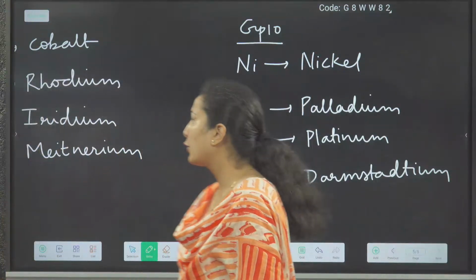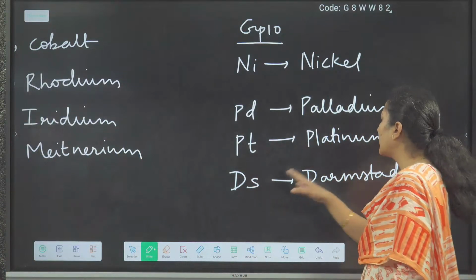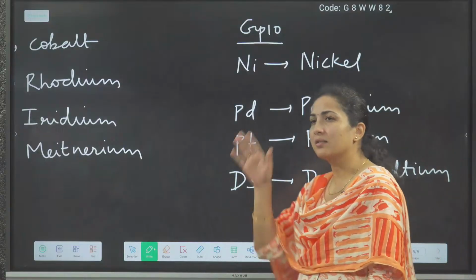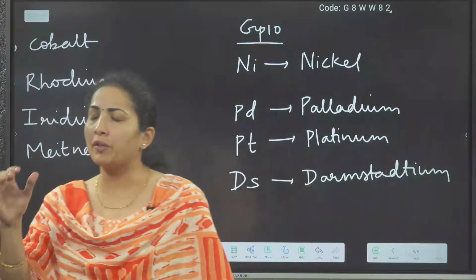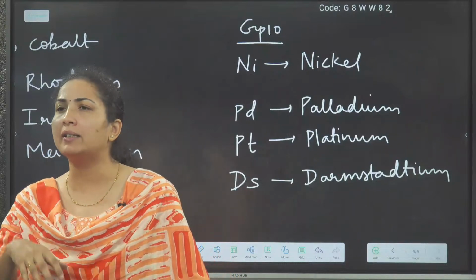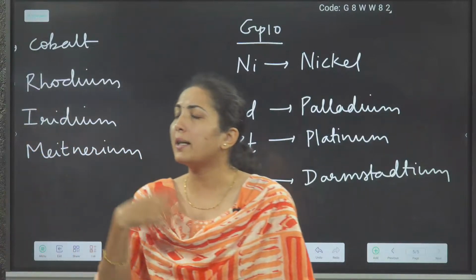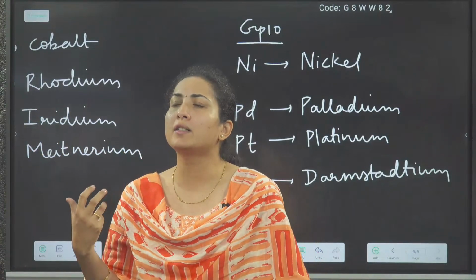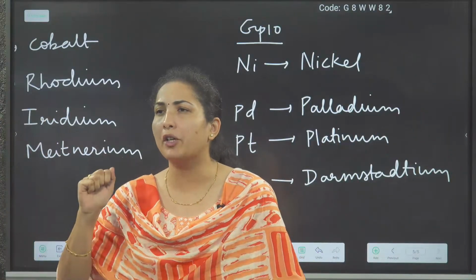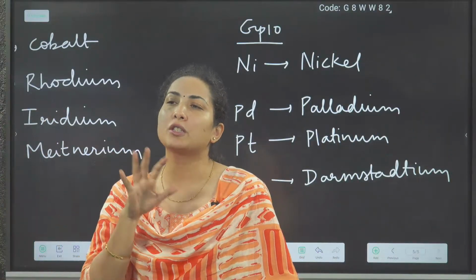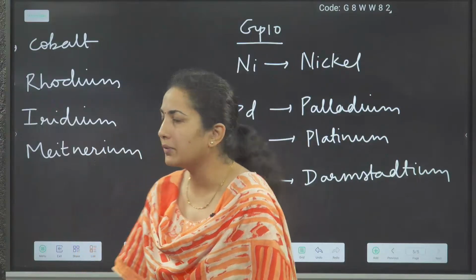I'll tell you the mnemonic for that. But before that, you should know that darmstadtium is the name of a city, right? Sometimes elements are named after the scientist who discovered them, or sometimes after a group of scientists working in a particular lab situated somewhere. So here, this is the lab which is situated in Darmstadt city, right?